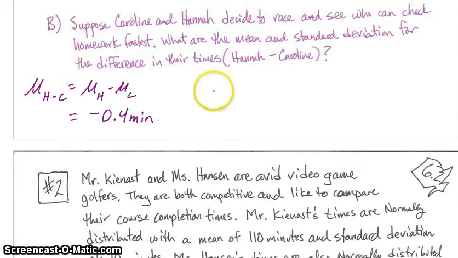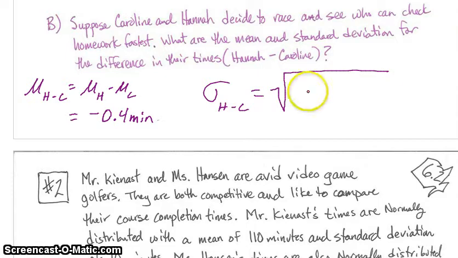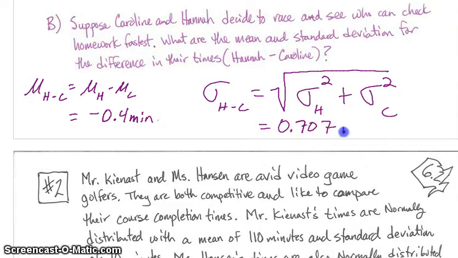Now, the standard deviation, however: does it matter if we're subtracting? No, we always combine the variances by addition. And hopefully when you do this, you get 0.707 minutes. Can you talk about the mean and standard deviation in context? If you can, awesome. If not, practice now.